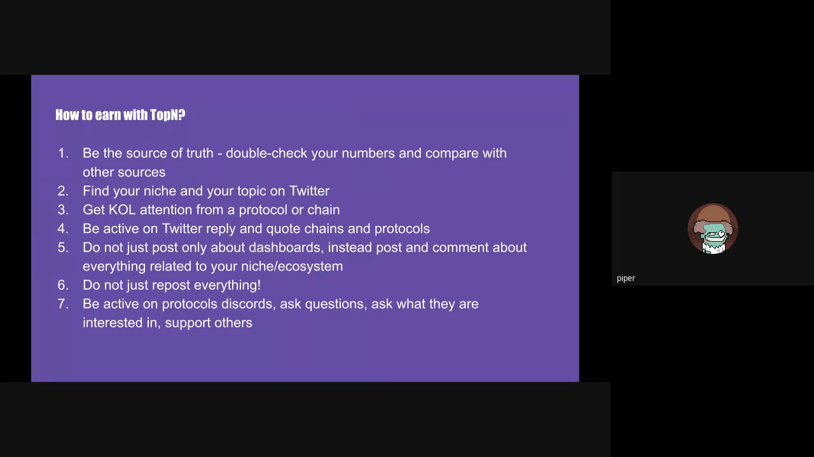Also, as Gigi mentioned before, join their Discords, ask questions there, ask the team what kind of analysis they're interested in. Ask them. They will tell you what they want to see. And if you connect in that way, it will be very easy to get a retweet from them. This is also good advice to get the KOL attention from a protocol or chain. Just be active, react to their tweets, quote their tweets, go into their Telegram, go into their Discord, talk with them, ask questions, interact with them, get in contact with them.